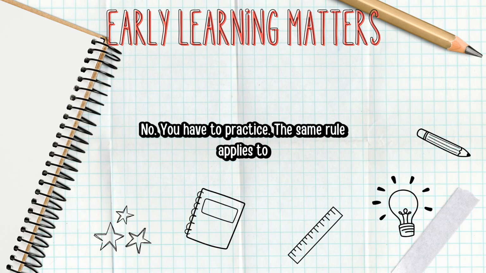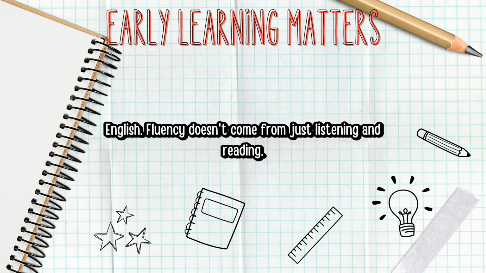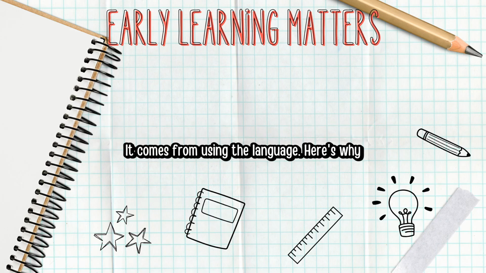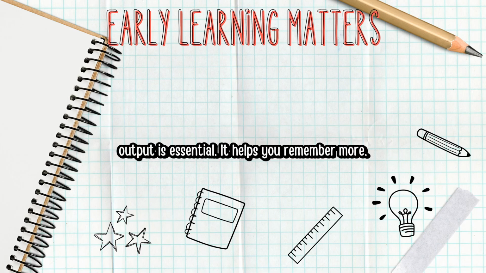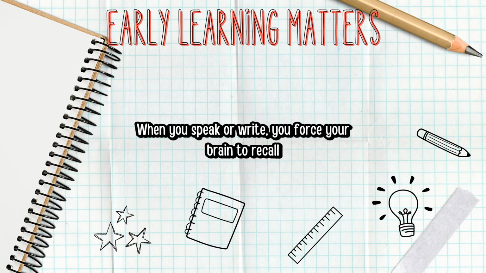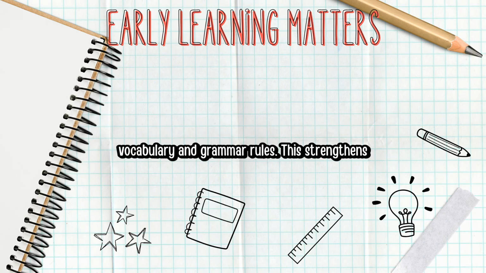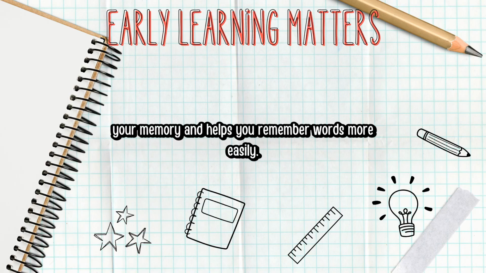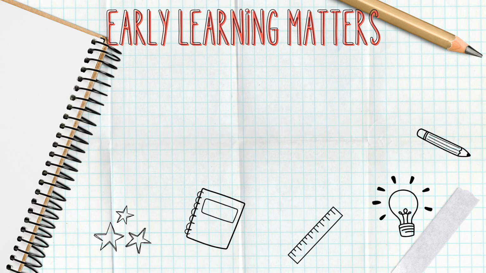The same rule applies to English. Fluency doesn't come from just listening and reading. It comes from using the language. Here's why output is essential. It helps you remember more. When you speak or write, you force your brain to recall vocabulary and grammar rules. This strengthens your memory and helps you remember words more easily.